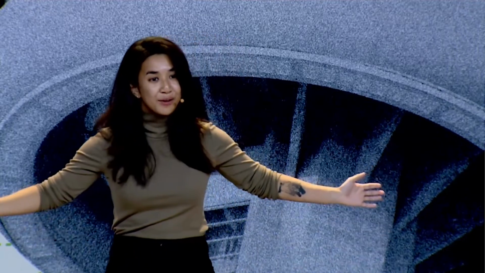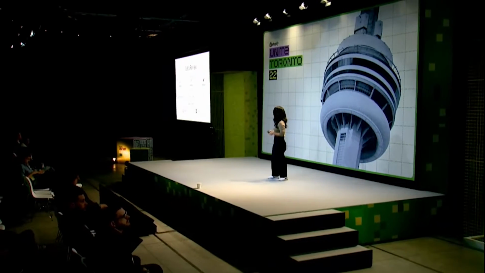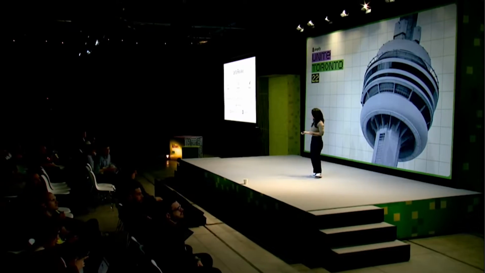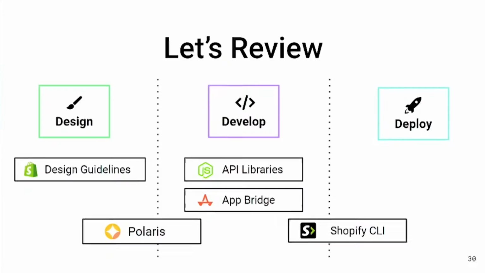All right, we made it through all the tools you need to build your app today. Let's do a quick review on how they all fit into the design or the development process. First, we have the design guidelines, which are a set of guidelines and rules that explain what Shopify considers to be good UI and UX. Then we have Polaris, which is both a design system as well as a React component library to help you go from designing your app to building your app as fast as possible.